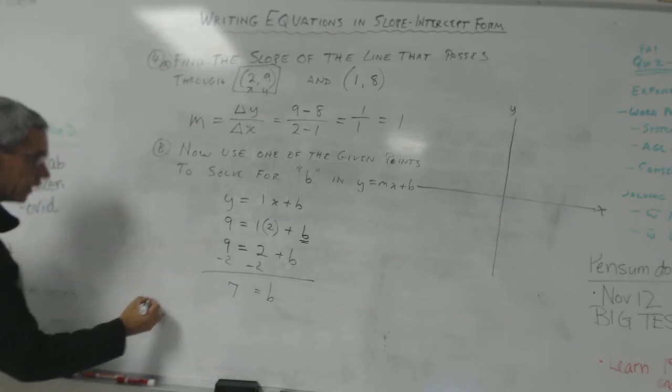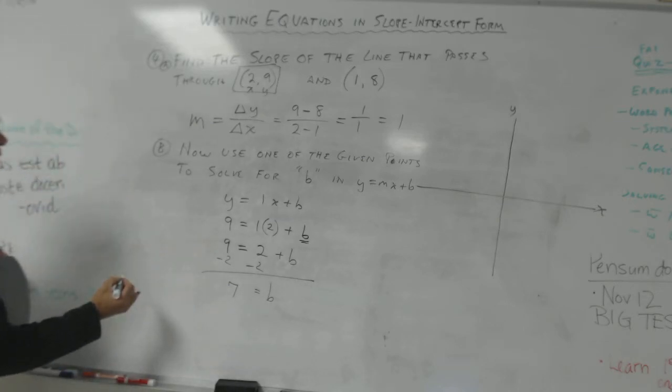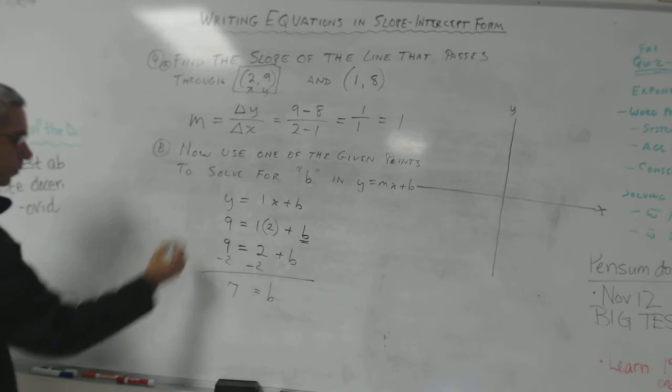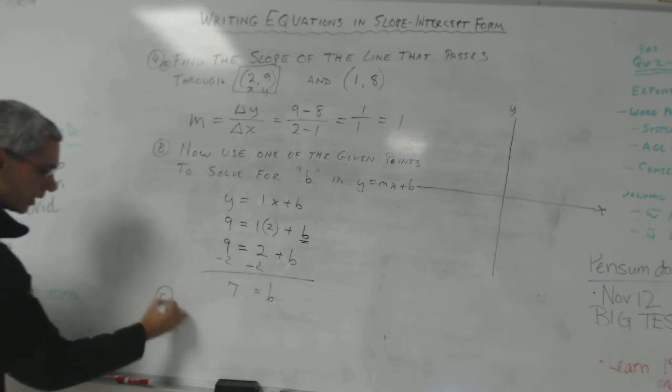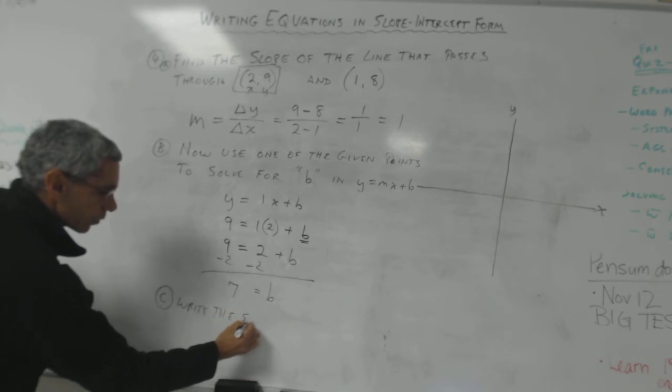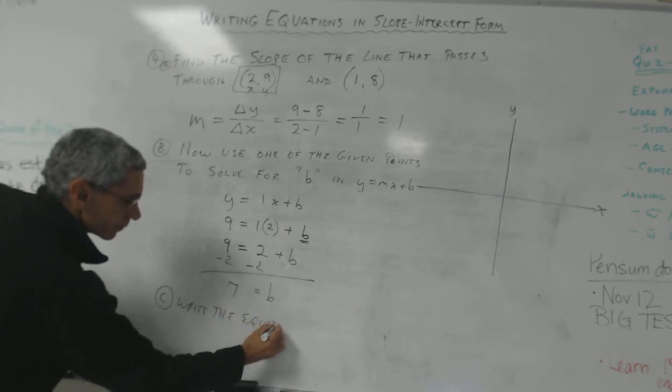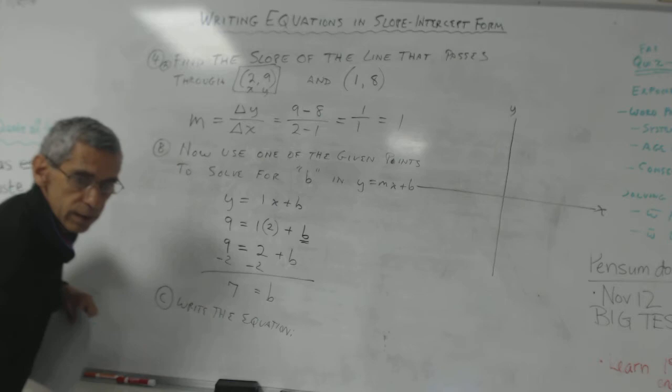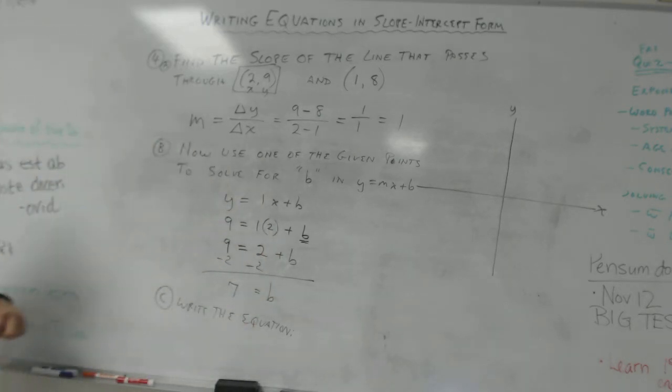Okay, so C, all right, we solved for B. So C is, write the equation. Write the equation. Which number is this on the paper? Is that on the paper? Okay. So what is the equation? No, I mean on the worksheet. What's the equation? There. So London, help me.